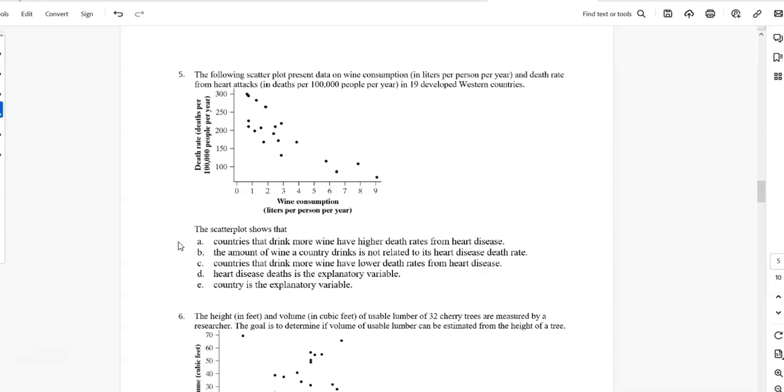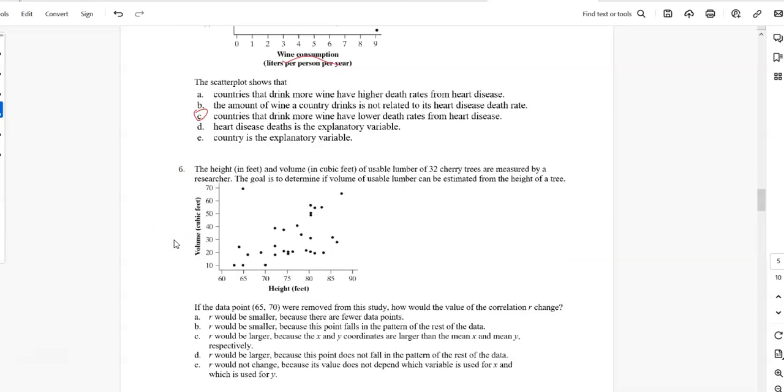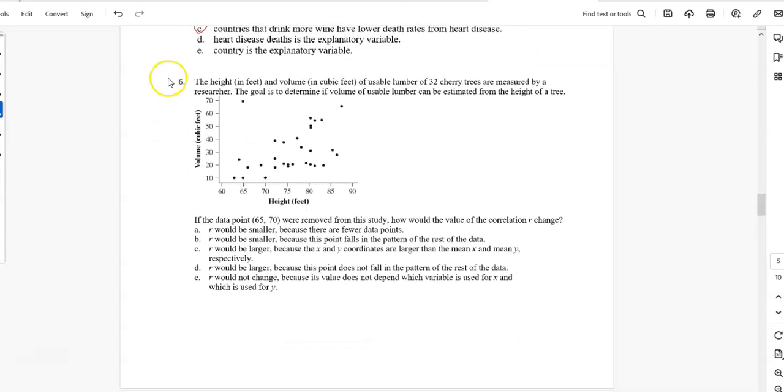The amount of wine a country drinks is not related. Well, there seems to be a correlation here, so I don't think that's true. Countries that drink more wine have lower death rates from heart disease. That does seem to ring true. Heart disease deaths is the explanatory variable. Well, actually, wine consumption is the explanatory variable. Country is the, no, that's not true. So C is correct. Okay, that's not too bad. That was a little more straightforward.